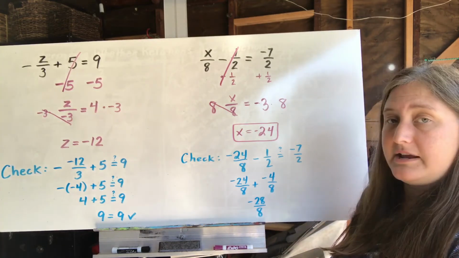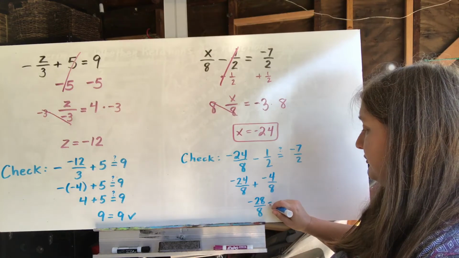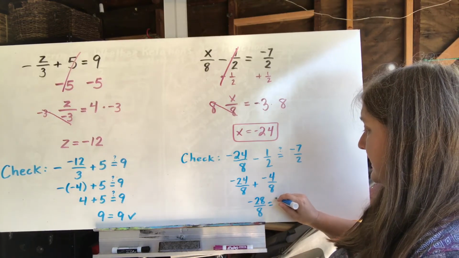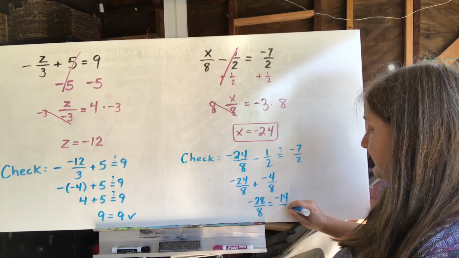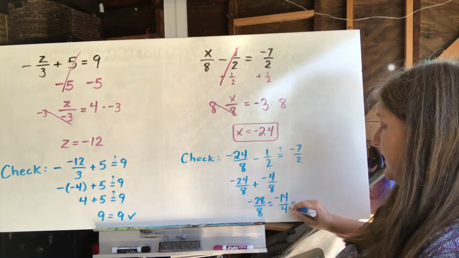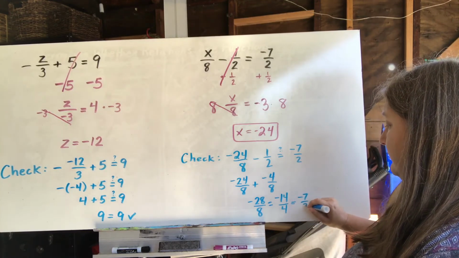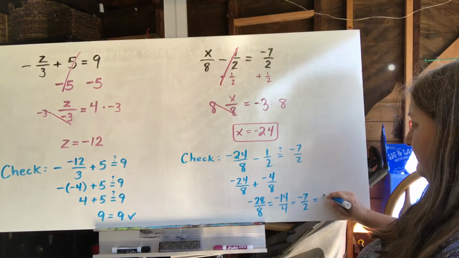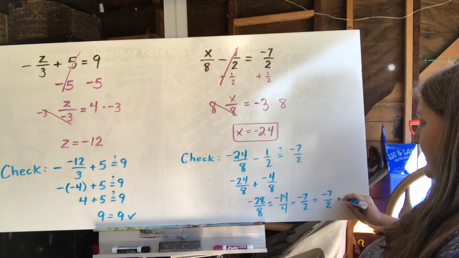Another way of writing negative 28/8 is to reduce it, and I get negative 14/4 when I cut it in half. And if I cut it in half again, I get negative 7 over 2, and great, that's the answer I was looking for. So it checks out.